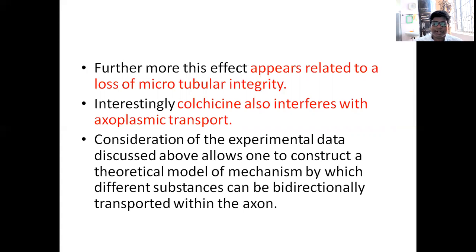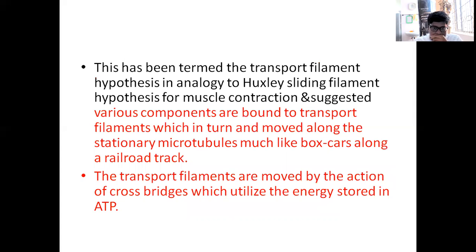Consideration of the experimental data discussed above allows one to construct a theoretical model of the mechanism by which different substances can be bidirectionally transported within the axon. This has been termed the transport filament hypothesis, in analogy to Huxley's sliding filament hypothesis for muscle contraction, and suggests various components are bound to transport filaments, which in turn are moved along the stationary microtubules, much like boxcars along the railroad.